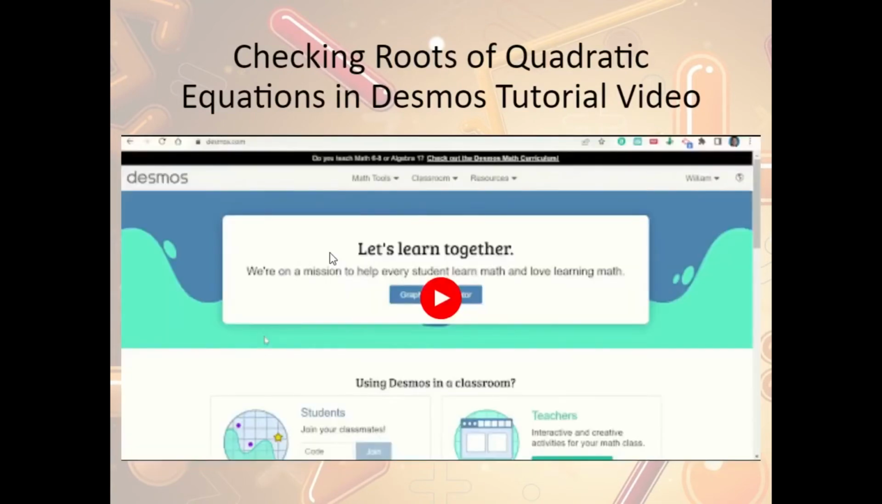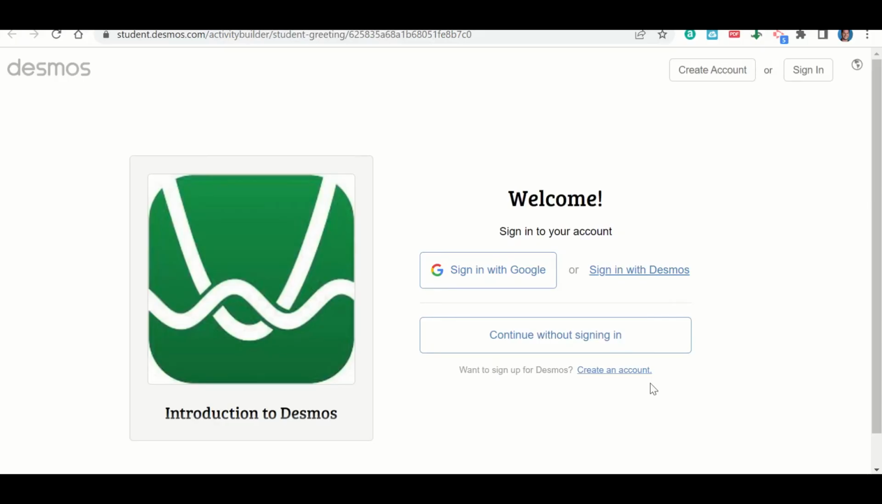There's a video here now that you can watch that shows you how to check your roots for quadratic equations using Desmos. So go ahead and watch that video. Let's talk now about how to sign in to Desmos to complete your work.